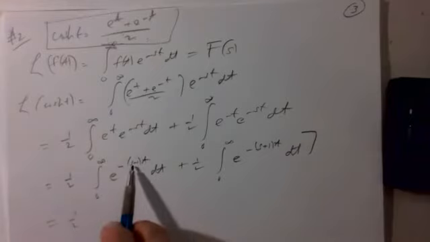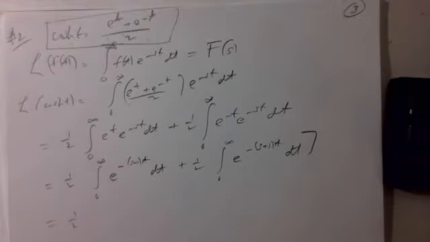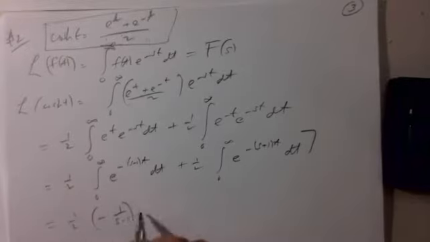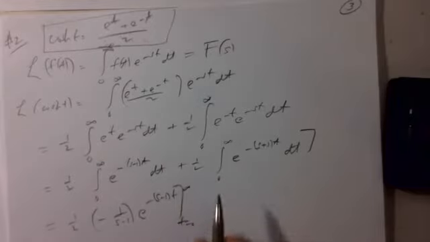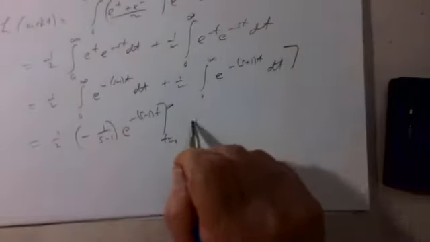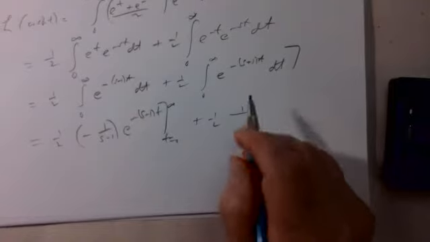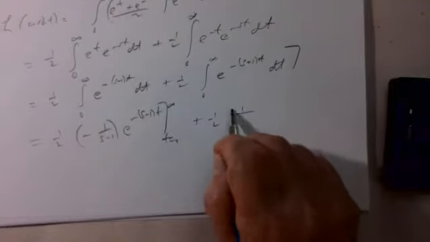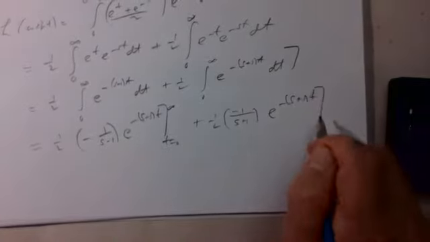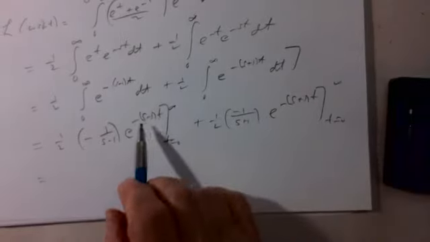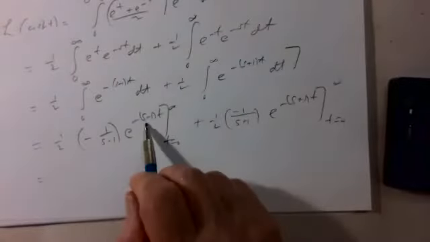So when you integrate this, you get minus 1 over (s minus 1) times e to the minus (s minus 1)t, evaluated from t going from 0 to infinity, plus 1/2, 1 over minus (s plus 1), e to the minus (s plus 1)t, from t going from 0 to infinity. At infinity, this goes to 0, so s has to be bigger than 1 and bigger than minus 1.